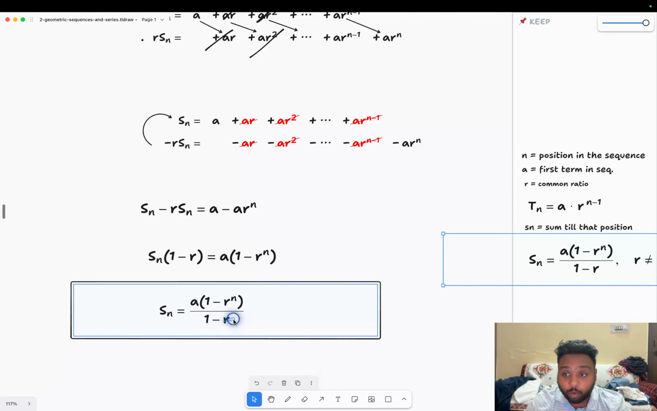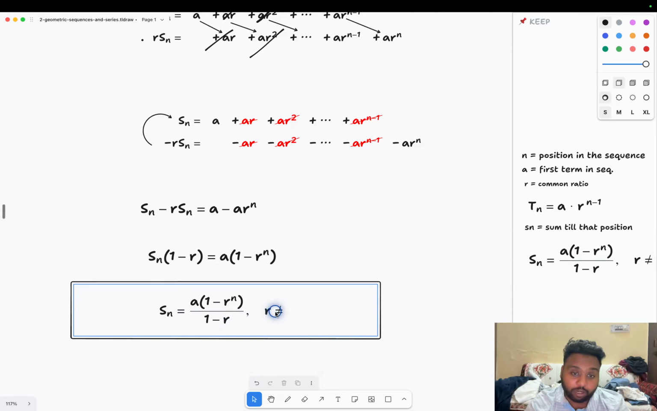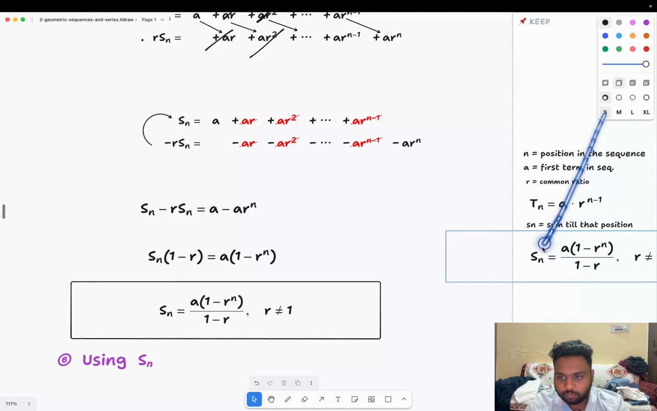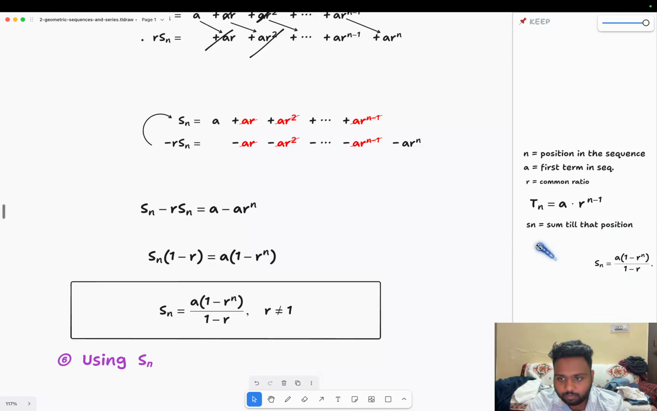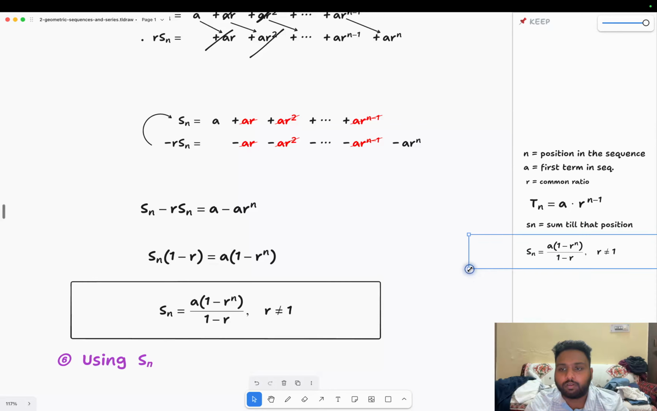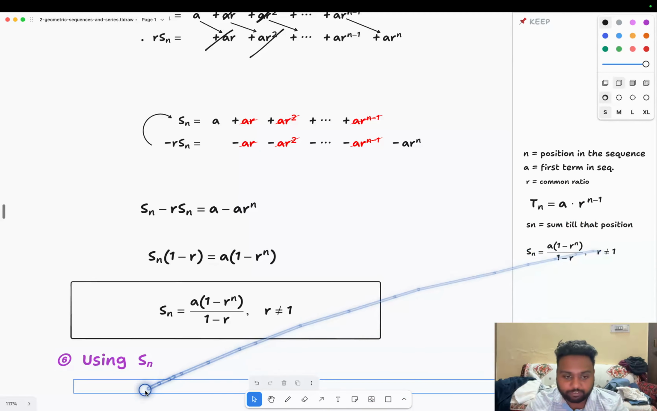But there is one more thing we need to keep in mind here: if my R becomes 1, then 1 minus 1 is equal to 0, and we cannot divide by 0, or our top number will become infinite. So there is one condition here, R cannot be 1. If R is 1, then this formula will not work and it's not a legal value that we can use in this formula. So this is our formula for S of N.